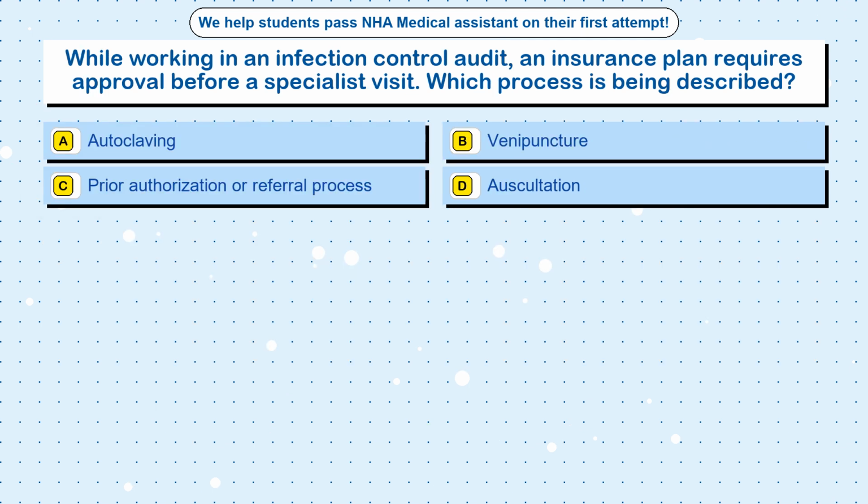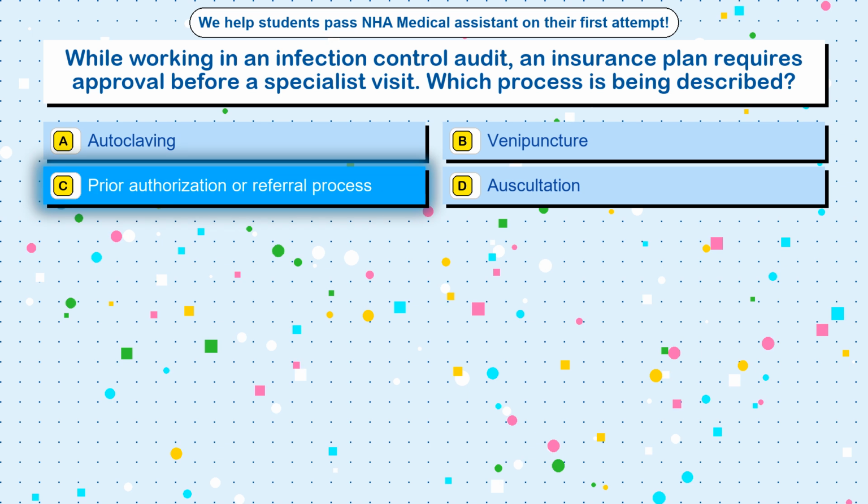Question 67. While working in an infection control audit, an insurance plan requires approval before a specialist visit. Which process is being described? Option A, autoclaving. Option B, venipuncture. Option C, prior authorization or referral process. Option D, auscultation. The correct answer is option C, prior authorization or referral process.